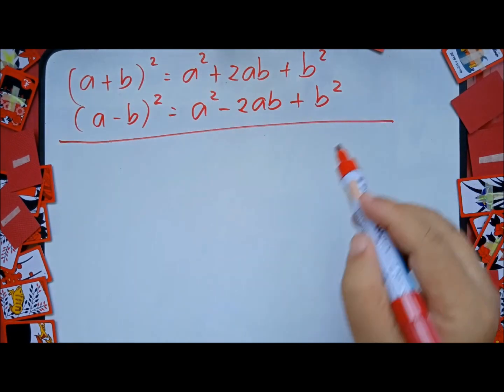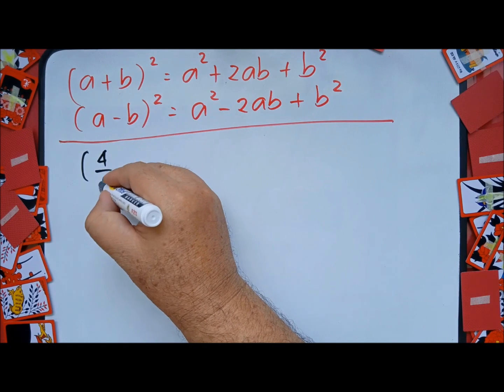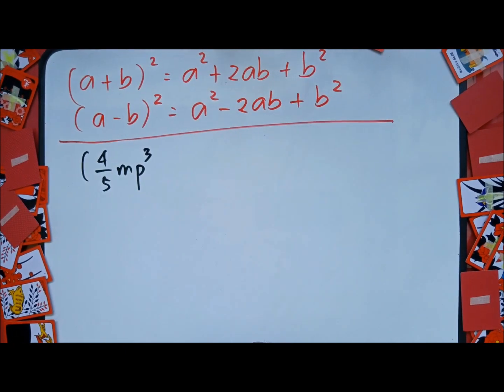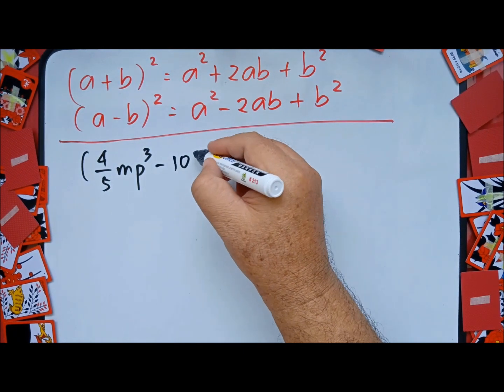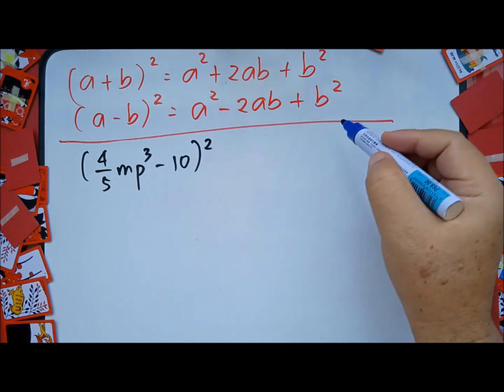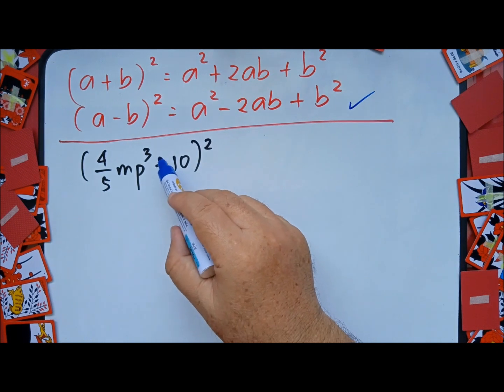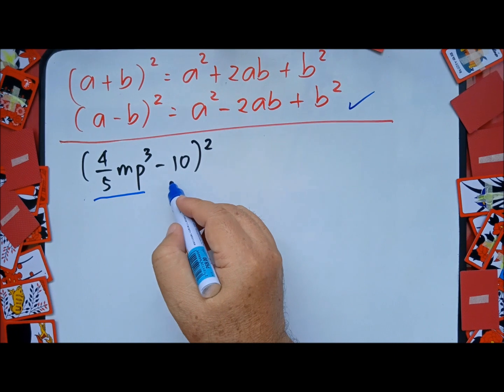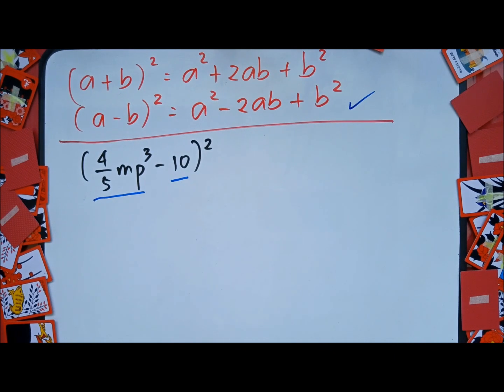Okay, so I'll give you an example for this. (4/5 m p³ - 10)². Okay, so we will apply this on the pattern. What pattern shall we use? Of course, we have to apply this pattern because this is negative. Now, where is your A? This is your A, and this is your B. Now, substitute to the formula.